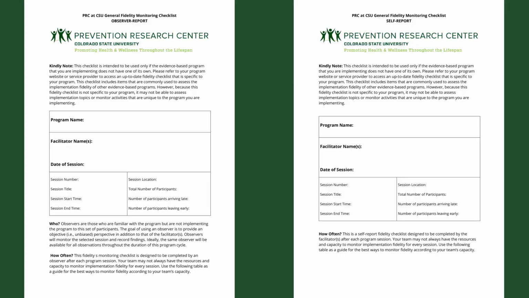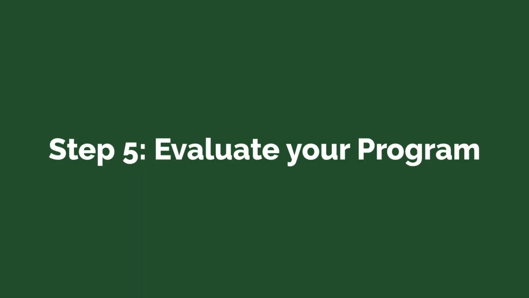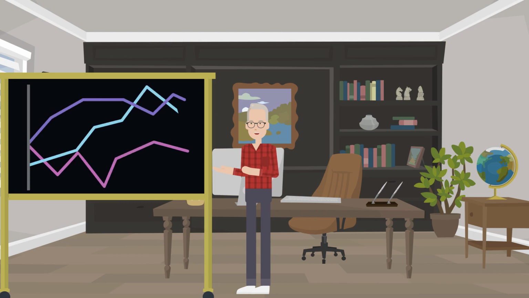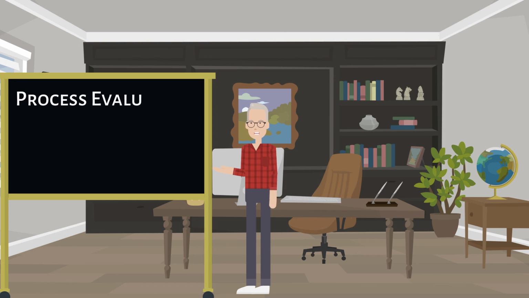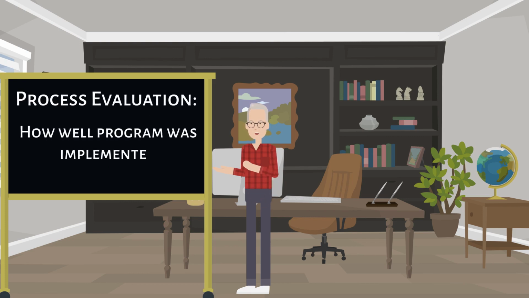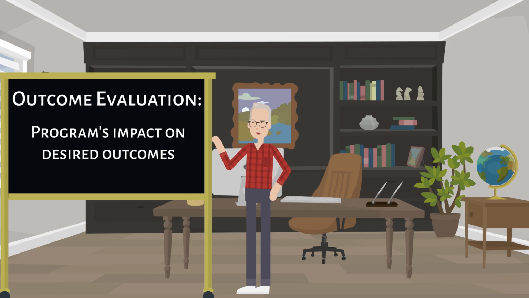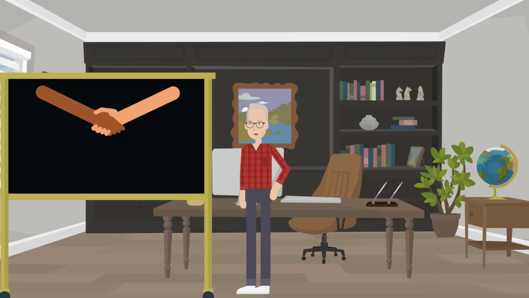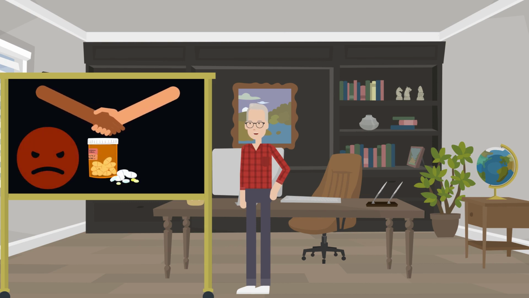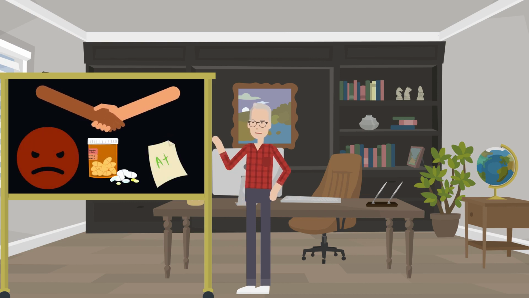Now, even if you are implementing an evidence-based program, it is important to evaluate whether the program is working for your specific community. Process evaluations can yield important information related to how well the program was implemented. Outcome evaluations can be used to demonstrate the program's impact on desired outcomes, including social emotional learning, substance use, aggressive behavior, academic development, and many others.